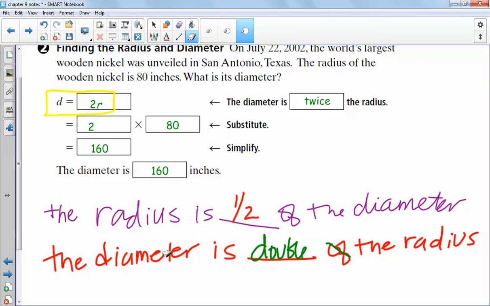If you forget this from last year and need to write this down, you can hit pause and write down: the radius is half of the diameter. The diameter is double or twice the radius. So you can write that down if you need to.